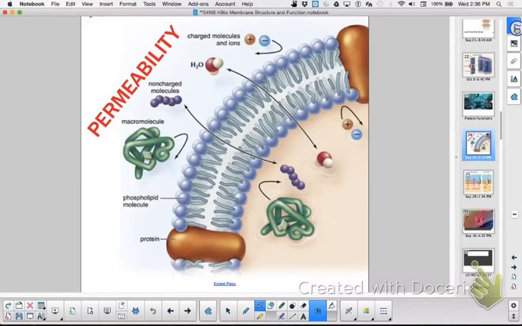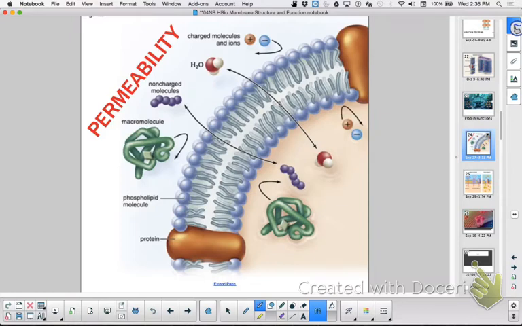Now, if you use a channel or a carrier and you go with the concentration gradient, going from a higher concentration to a lower concentration, and you're using a channel or a carrier, that would be called? Passive. It would be passive. Another name? What kind of diffusion? Because I'm using a channel or a carrier. Facilitated. Who's doing the facilitation? The channel or the carrier.